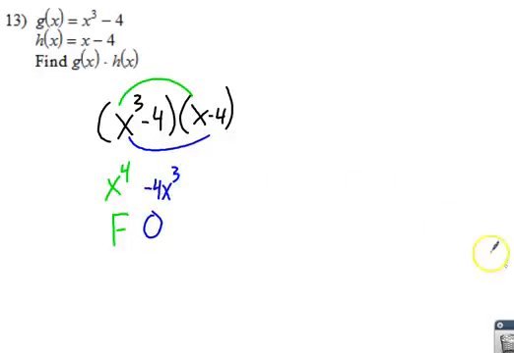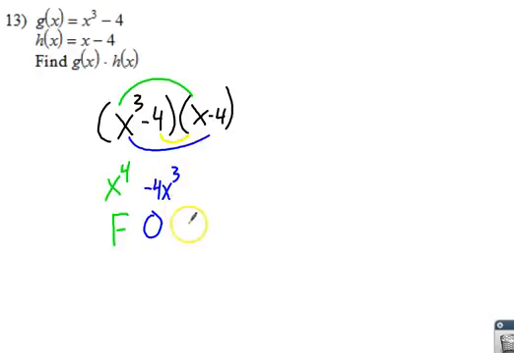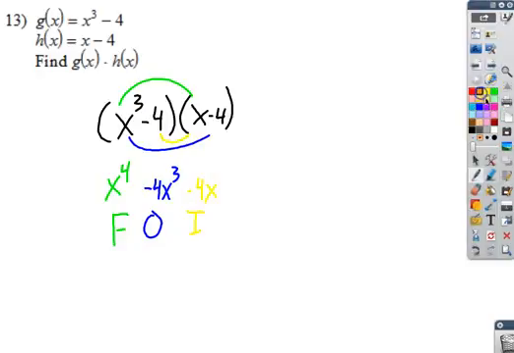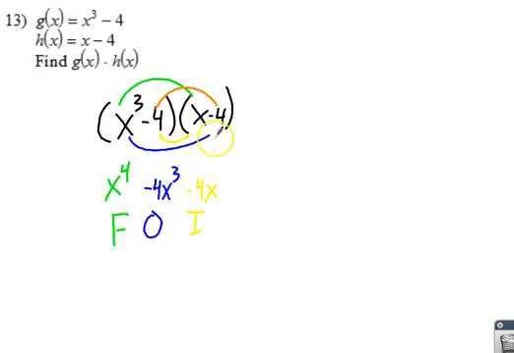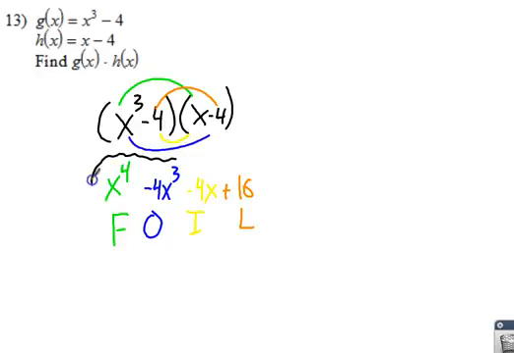I think you know where this is going by now. Inside, I get negative 4x. And last but certainly not least in our pantheon of FOILage, that would be a positive 16. I combine my like terms. Well, guess what? There aren't any. So there is my answer.